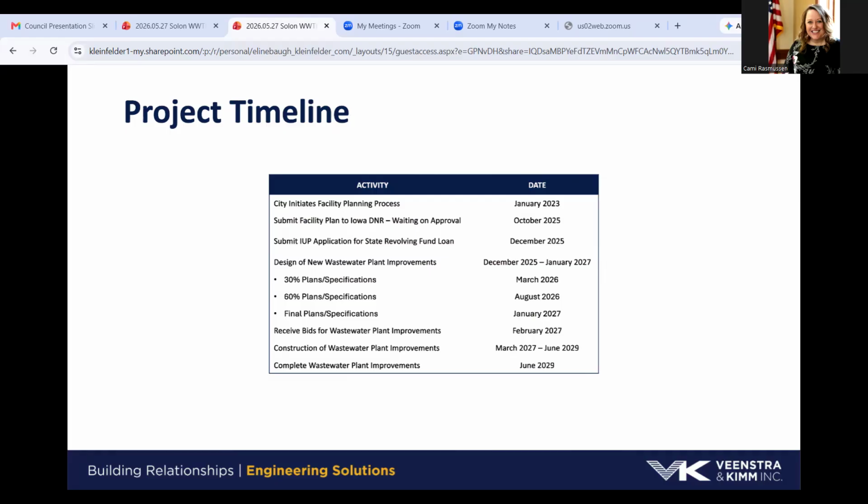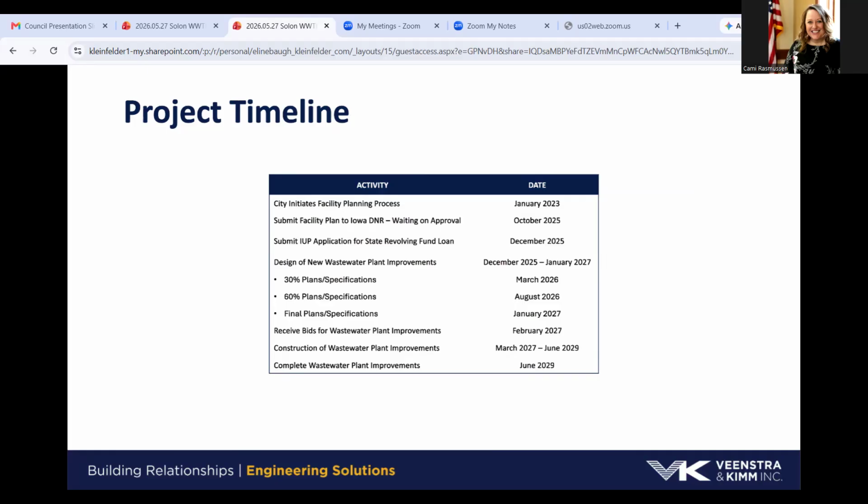The 30% plans were submitted to the city for some review at the end of March, and we met with city staff here at the beginning of April. And then there's another 60% plan submittal that will be coming in at the end of August for review as well. And then final plans and specs are supposed to be done by January of 2027, bidding in February 2027. And then we have a little over a 2 year period for construction.